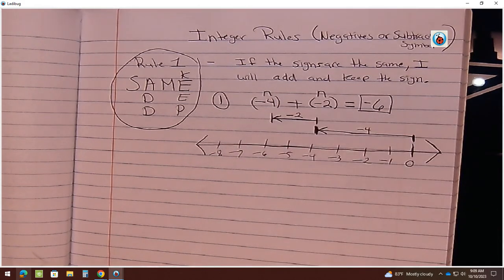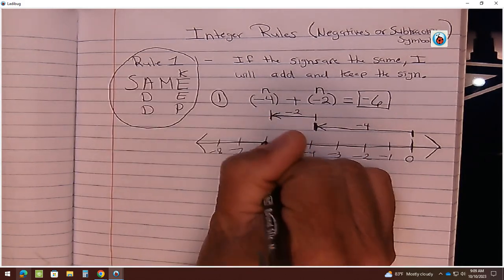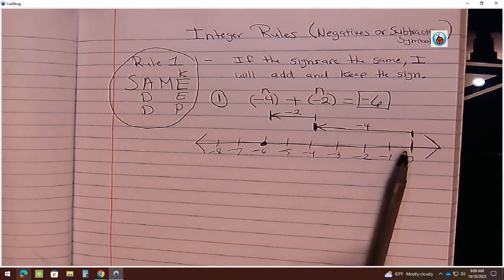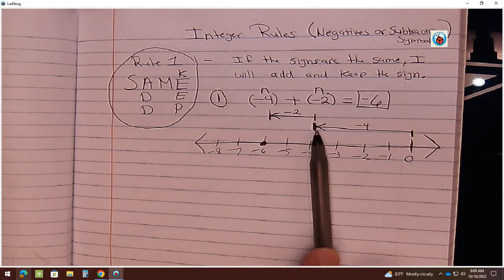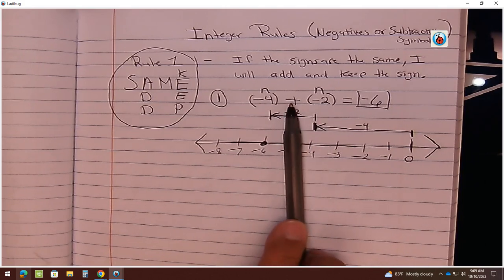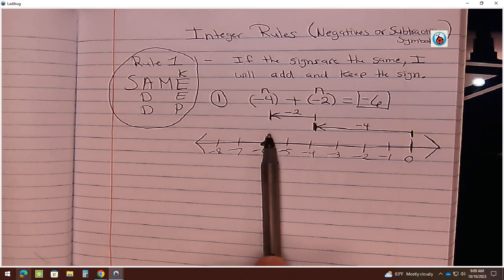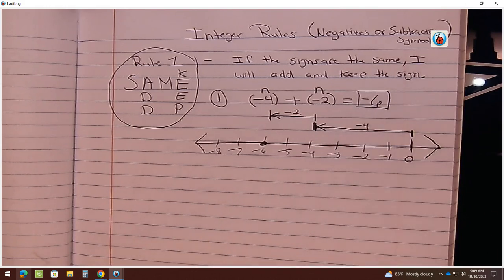Did I lose anything else? Where did I land? Did I get the same answer as my little rule? Yes. So look again. Starting at 0, I lost 4. 1, 2, 3, 4. That's why we stopped there. But then I added more losses. 1, 2. Where did I land at the end? -6. That's the answer. Questions?